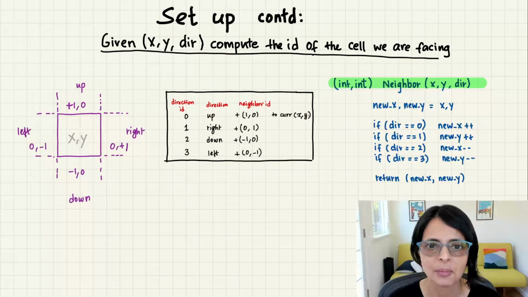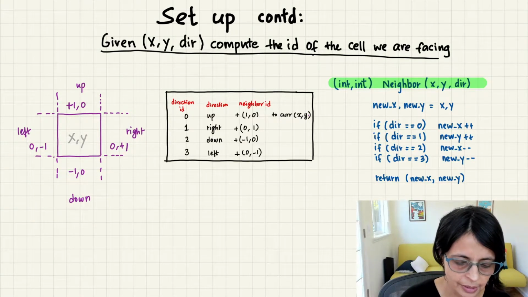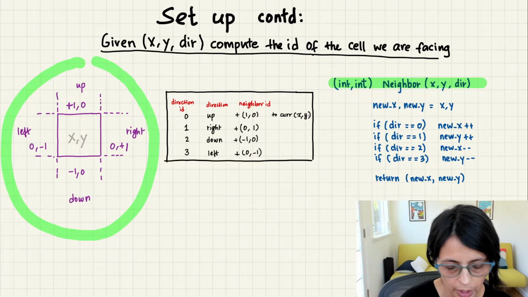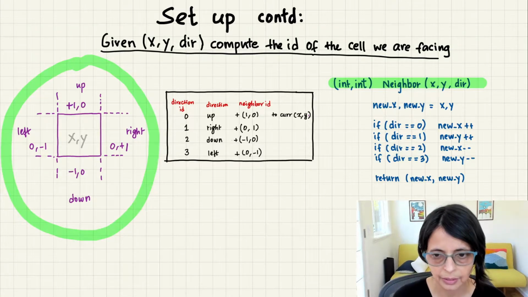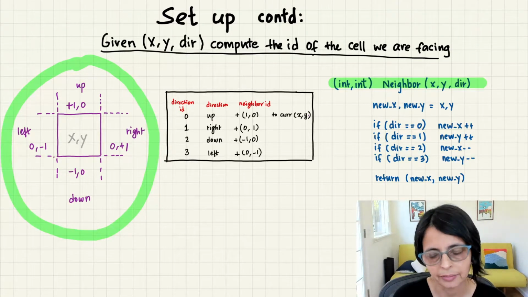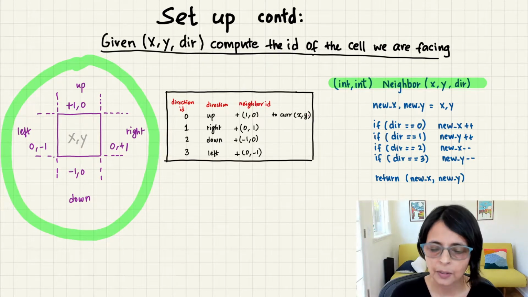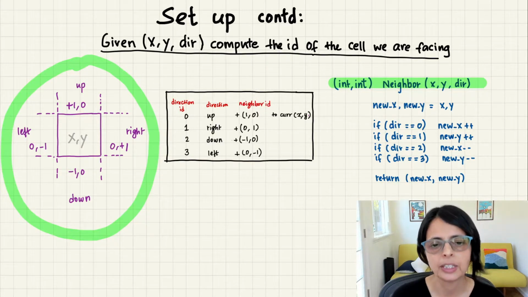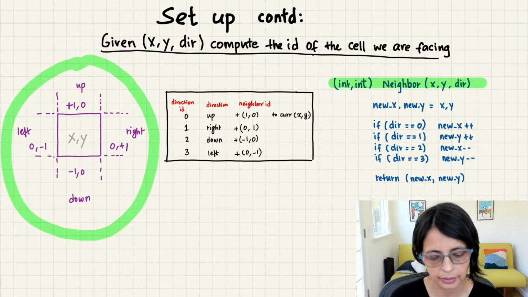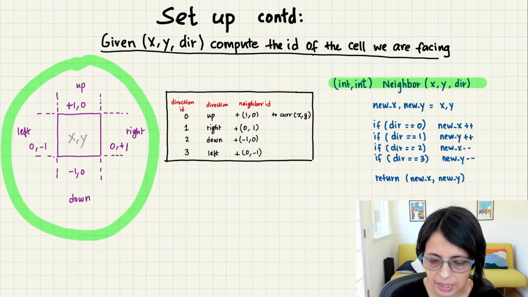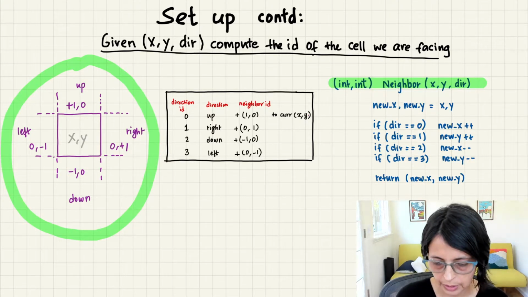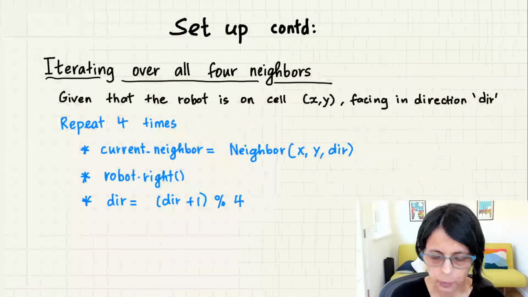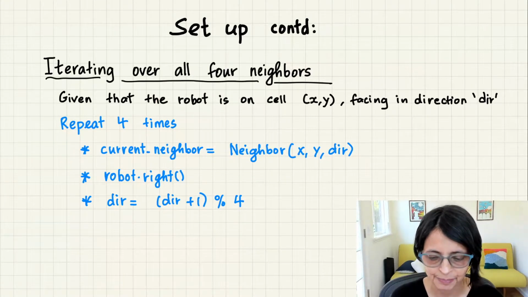I will just go through the subroutine, and you can look at this diagram over here, which explains it really well. If the current direction is up, the neighbor you are facing is +1 to your row ID, and you leave the column as it is. If the robot is facing down, you are doing -1 to your X value and leaving the Y value as it is. Similarly for right and left. So this is how we are going to compute the unique ID of the neighbor that the robot is facing, given the current direction, okay? So this is a subroutine that's going to come in handy later.